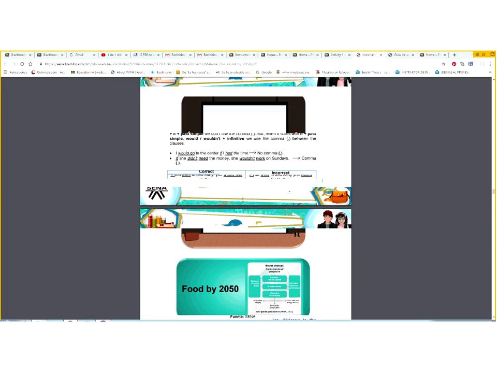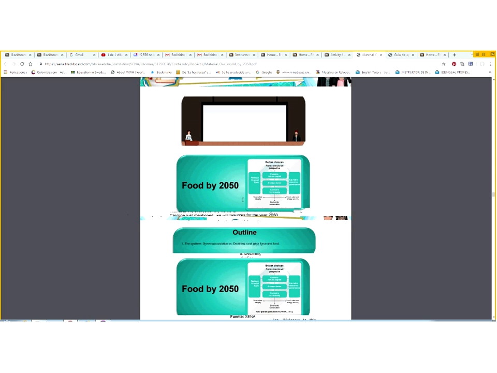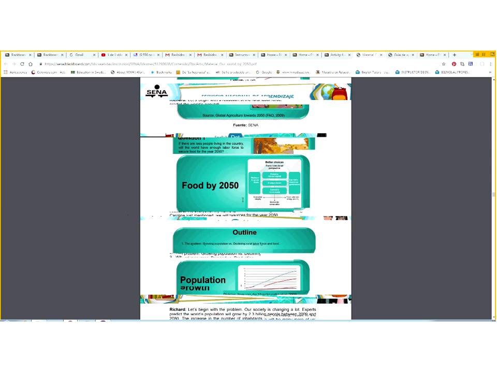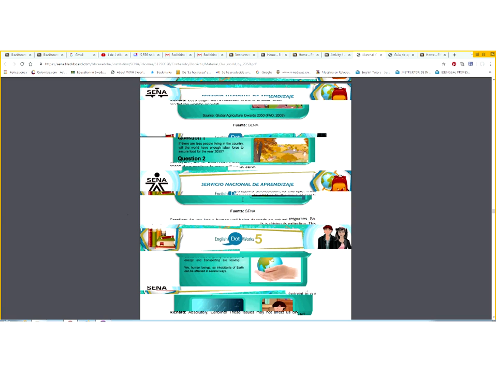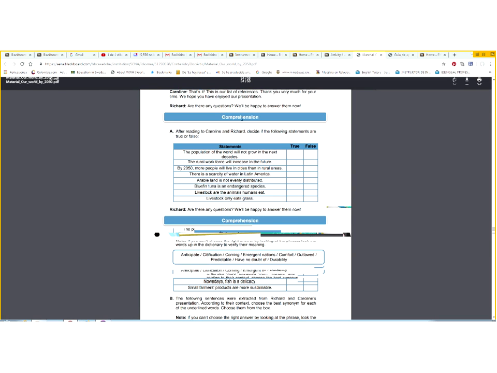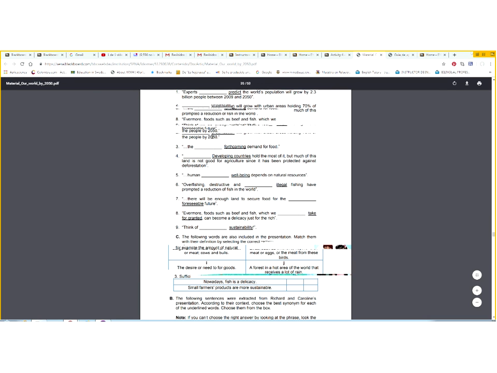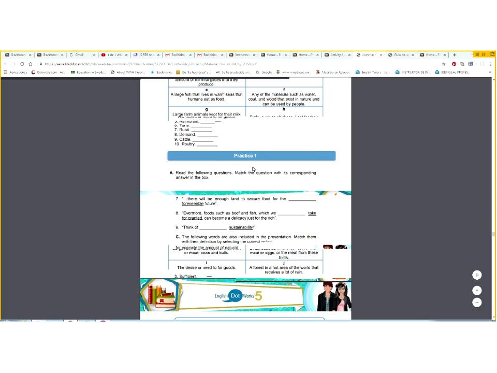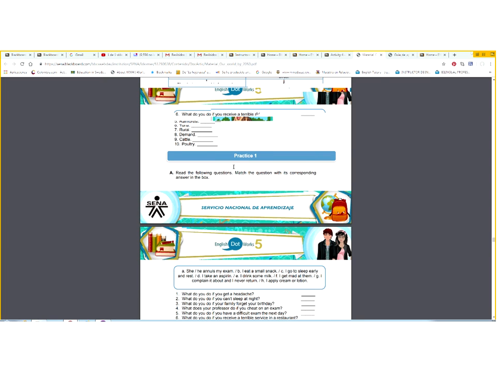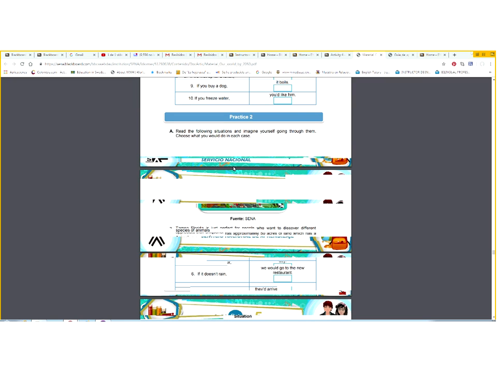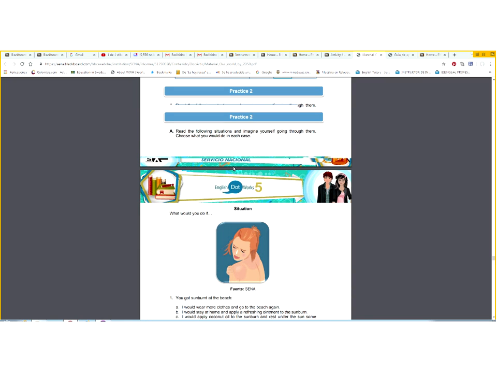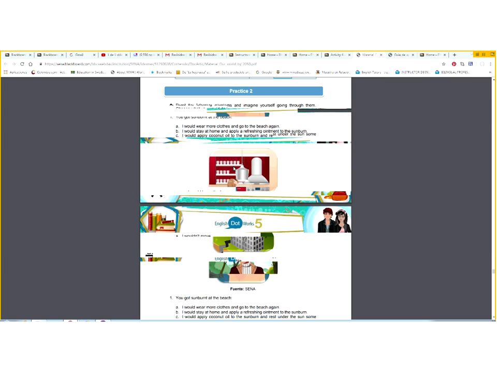After all this information, we have examples and some exercises for you to read and do when you have a little more time. This is the comprehension exercise here and grammar exercise. We have a practice section number 1, and practice section number 2. Alright, so that is basically the information for this document.